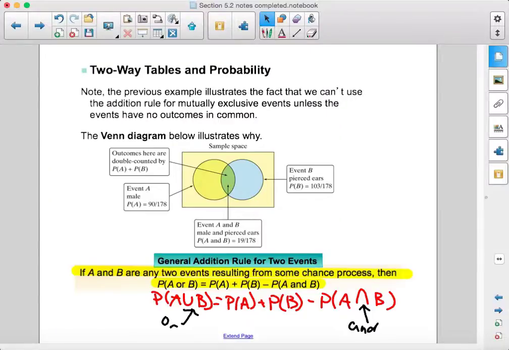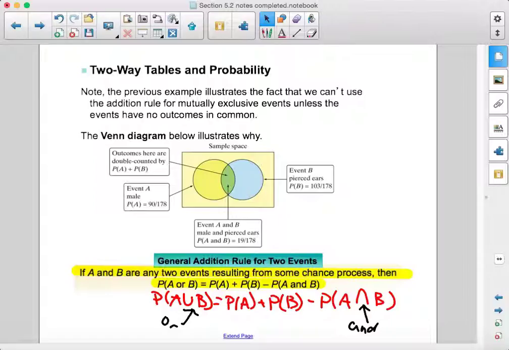I'm going to jump to our next slide. So next in your notes, I want you to write down the general addition rule. And what the general addition rule tells us is, sometimes events are not mutually exclusive, so the addition rule that we copied down in our basic probability rules only applies for mutually exclusive events. When two events are not mutually exclusive, we have to use the general addition rule.